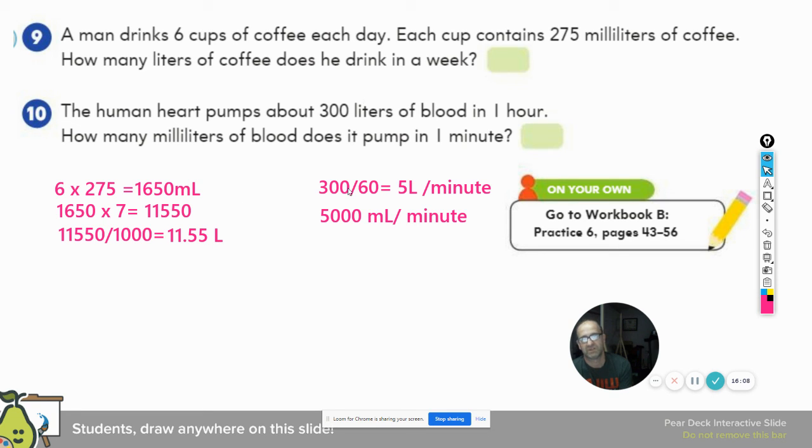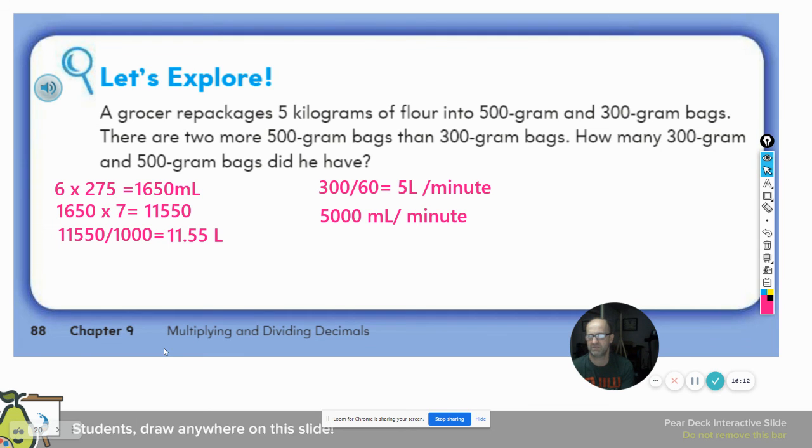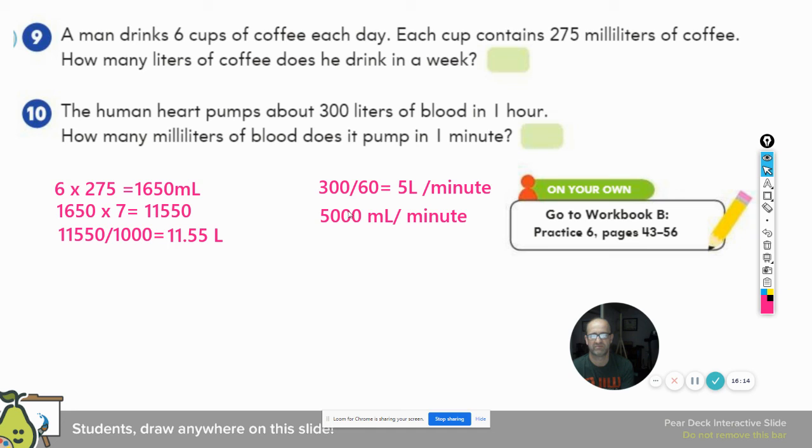This one here, you're just doing 30 times 60 to get 5 liters in a minute. Wow, that's impressive, actually. And then multiply that by 1,000, you get 5,000 milliliters per minute. All right, it's a good little pump.